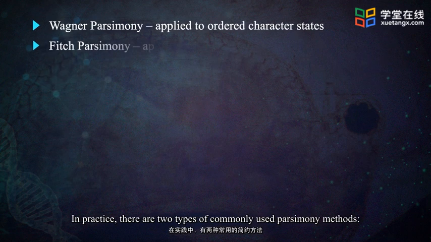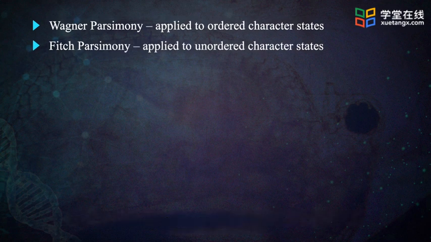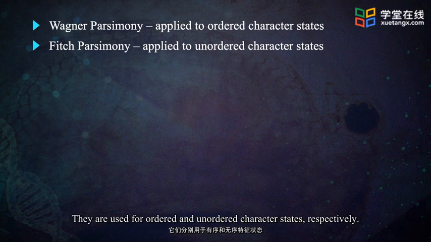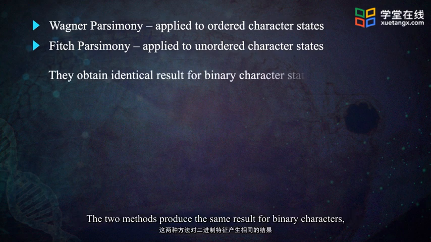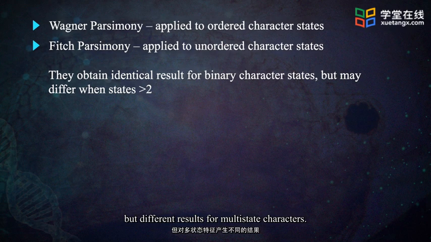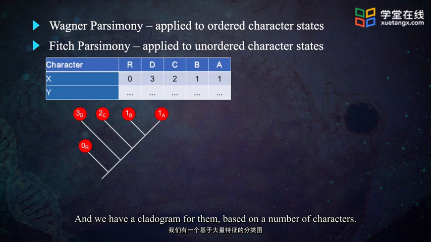In practice, there are 2 types of commonly used parsimony methods: Wagner parsimony and Fitch parsimony. They are used for ordered and unordered character states, respectively. The 2 methods produce the same result for binary characters, but different results for multi-state characters. For example, we have the character X coded in 5 species, and we have a cladogram for them based on a number of characters.